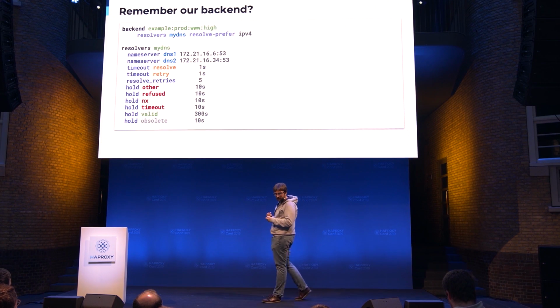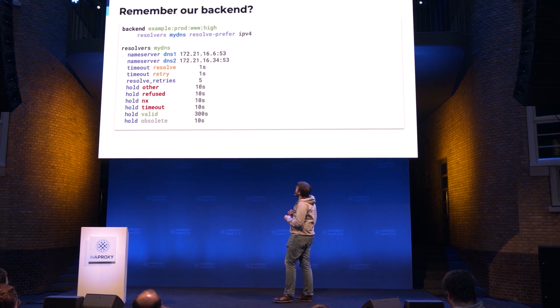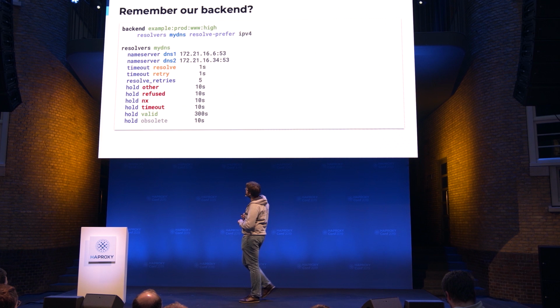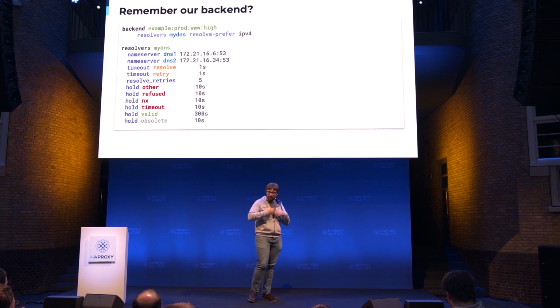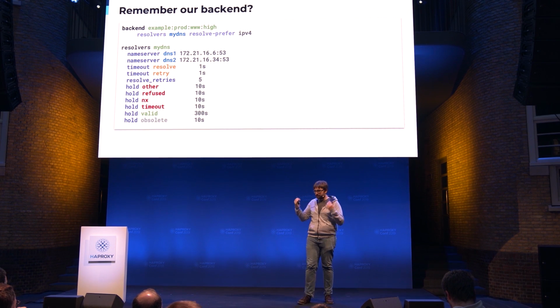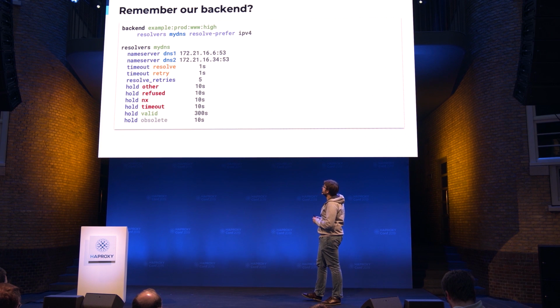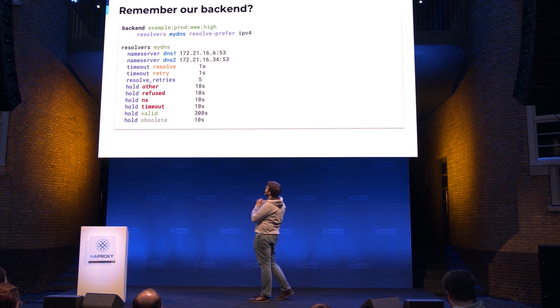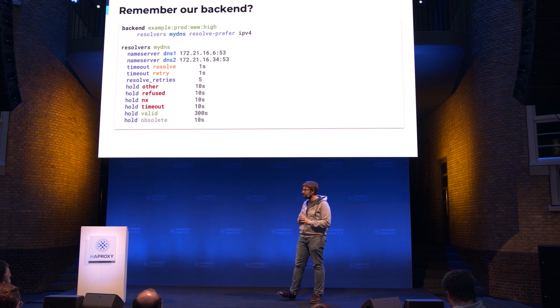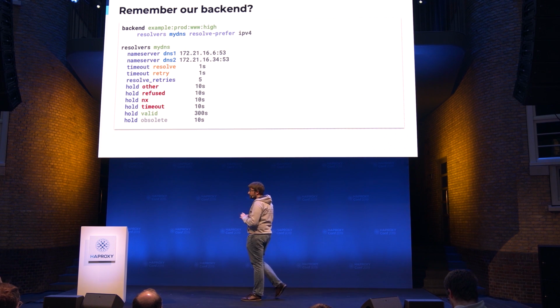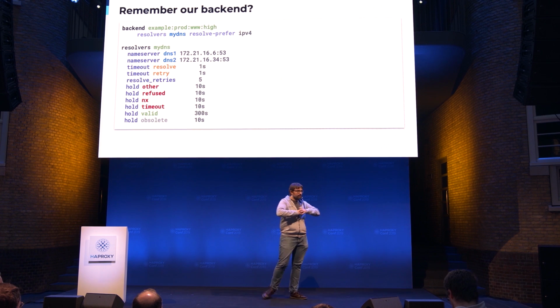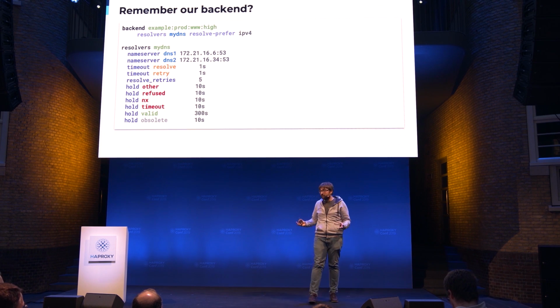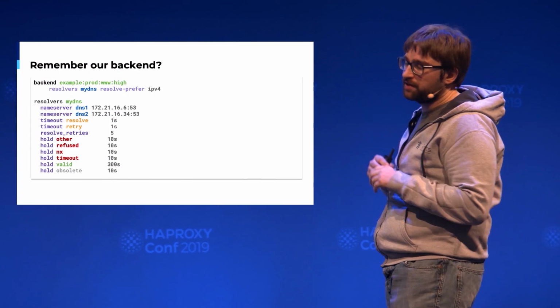So that's my backend. And basically, I had the resolver for my DNS inside the backend. And then we define a bunch of different options and timeouts to the backend, to the DNS information. There is something that you should know about HAProxy if you start using DNS, is that at least in 1.8, when HAProxy will start and validate the configuration, it will not use that section.